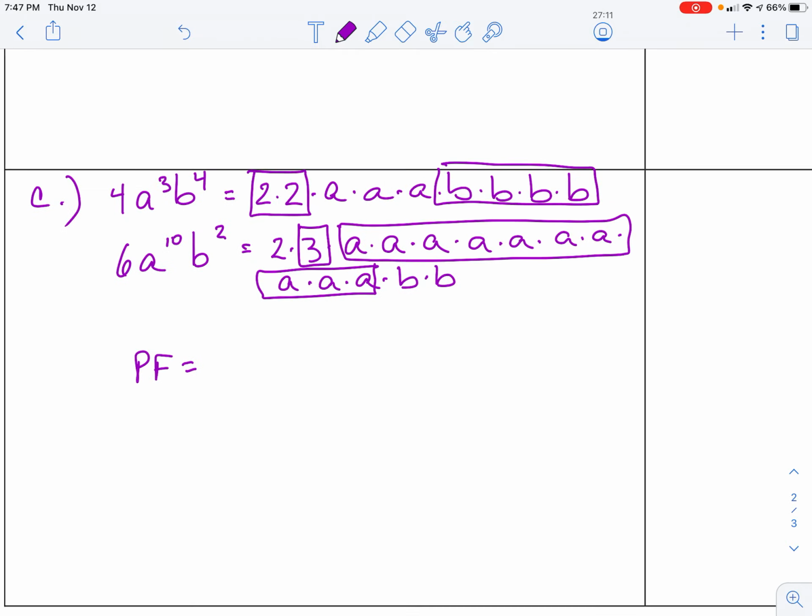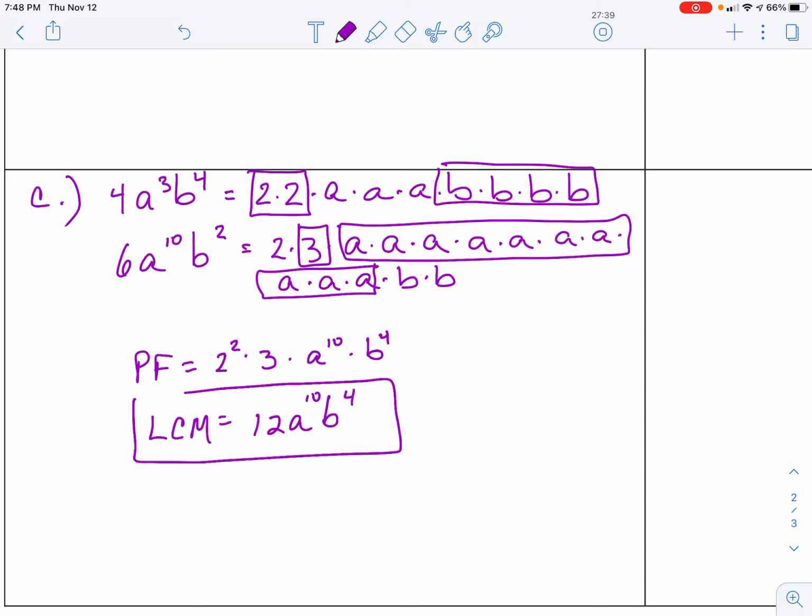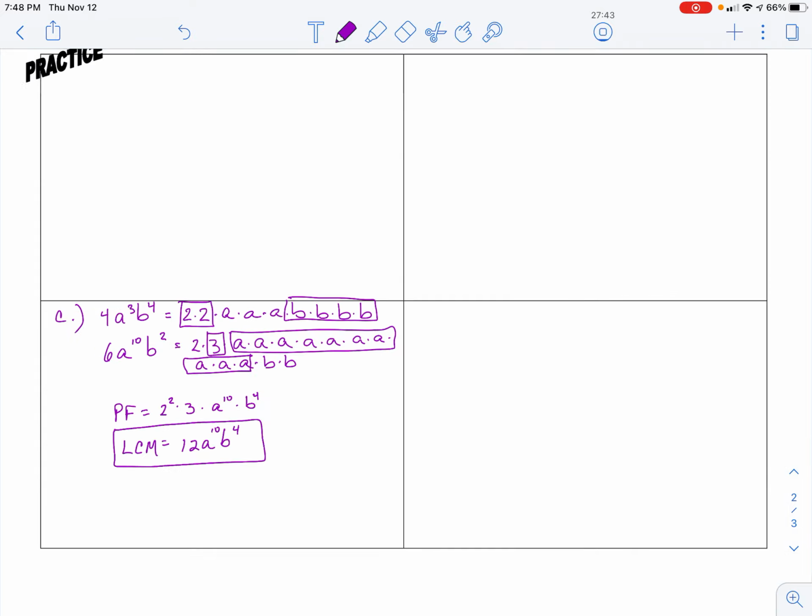So now let's take this and write this out. So we have 2, and we can put these to the second power times 3 times a to the 10th power times b to the 4th power. So what is all of that? Your least common multiple is going to be 4 times 3 is 12, a to the 10th, b to the 4th. And that's how you find the least common multiple when you're dealing with algebraic expressions.